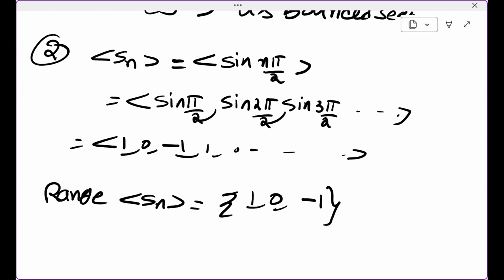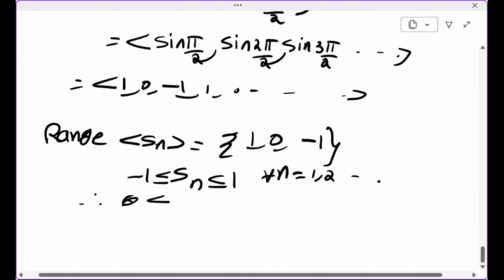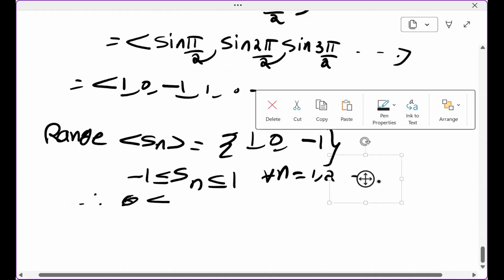Least is -1, highest is 1. So Sn is greater than or equal to -1, and less than or equal to 1, for all n. Therefore, bounded. The sequence is bounded above as well as bounded below. So sin n pi by 2 is a bounded sequence.